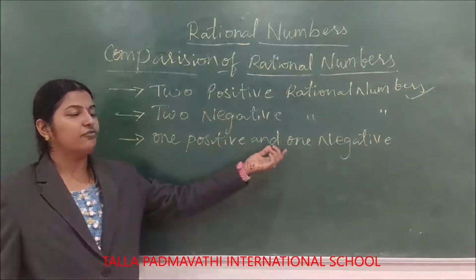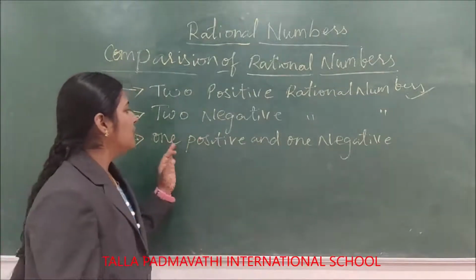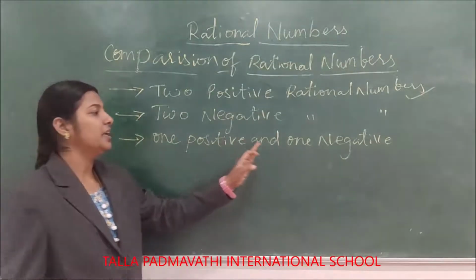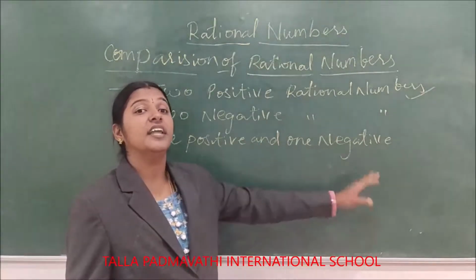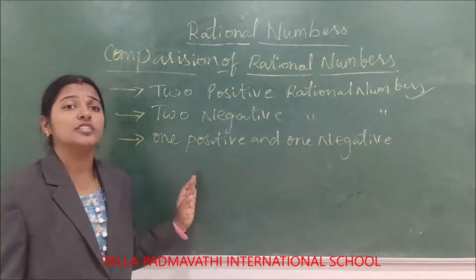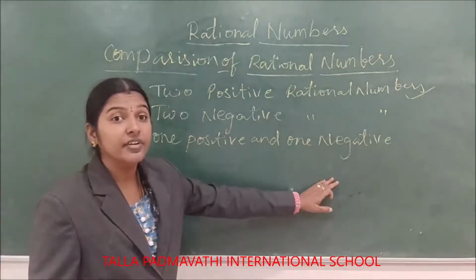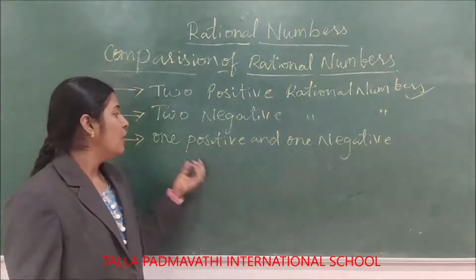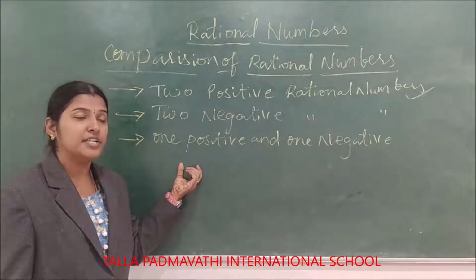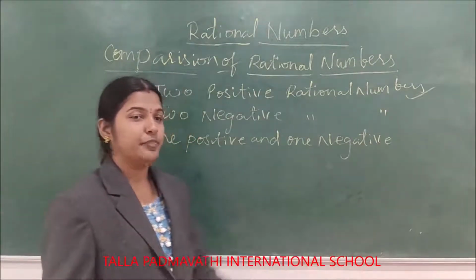One positive and one negative. Children, always remember that the positive rational numbers will be greater than the negative rational numbers. As we have seen in the integers that all positive integers are greater than negative integers. Here also, all the positive rational numbers are greater than negative rational numbers. Okay.